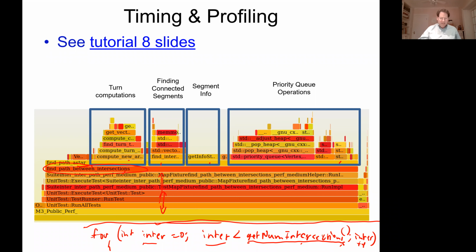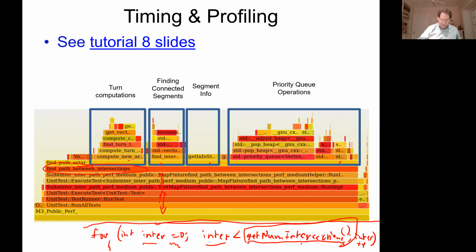The reason is get num intersections is off in our library. It looks at a bunch of data, and it's not clear to the compiler that maybe somewhere in the body of this loop, you change something that is going to make this return a different answer. But you know that this is actually not going to change in this loop. This is constant once you bring in a map, so there's no way it's changing.